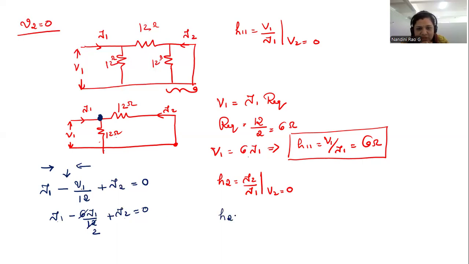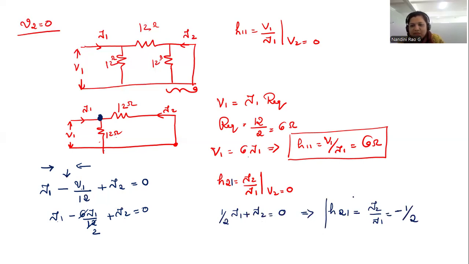So here I will write H21 equal to, or before that, let me write the final expression here. Half I1 plus I2 equal to 0. That means I2 by I1 will be minus half. So H21 equal to I2 by I1 equal to minus half. I have to move this one here, correct? So that's where the minus comes. Okay, so this is just the ratio of currents. So I got it as minus half.